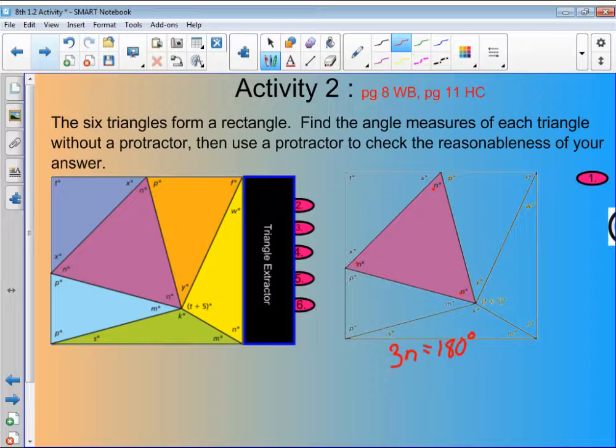We need to get n by itself. This one's pretty easy to start with. Right now n is being multiplied, so we have to divide by 3. There's not any adding or subtracting in there, so it's a one-step equation. We go straight to getting rid of the 3 next to that n. So divide by 3: 180 divided by 3 gives me 60. So I just found out that each of these is worth 60.